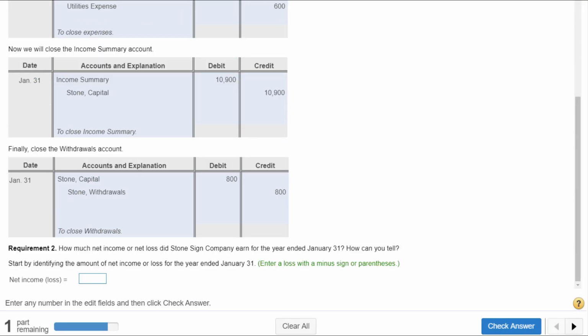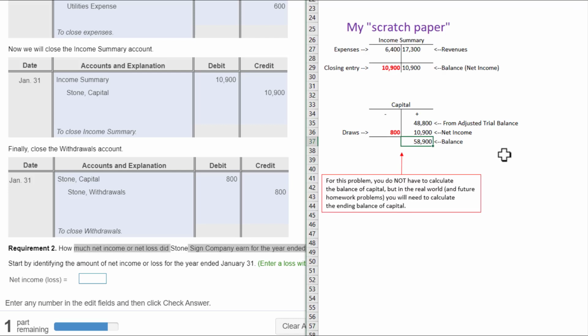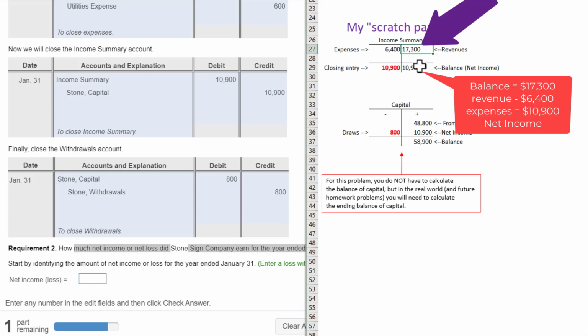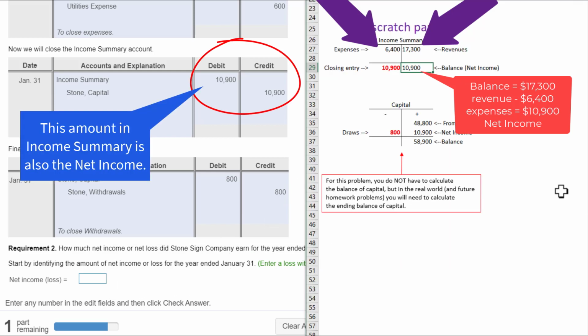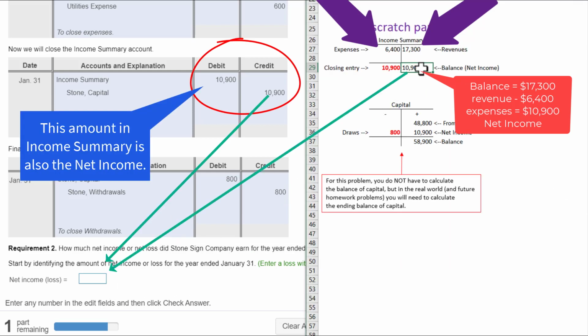Not so excellent. All right, next it says, how much net income or net loss did Stone Sign Company earn for the year ended January 31st? How can you tell? Well, because we did a T account and we labeled it, we know we have a net income. So how did we calculate that this 10,900 was net income? Well, first of all, we got this number by taking revenues, subtracting expenses. So revenues were bigger than expenses, therefore this amount, which was the balance prior to closing, is net income. So the net income number is 10,900. Let me copy and paste that.